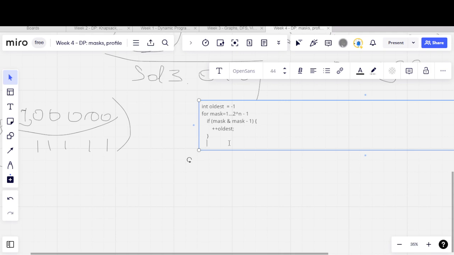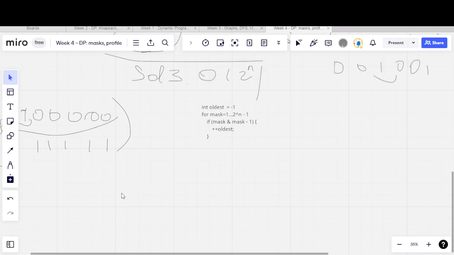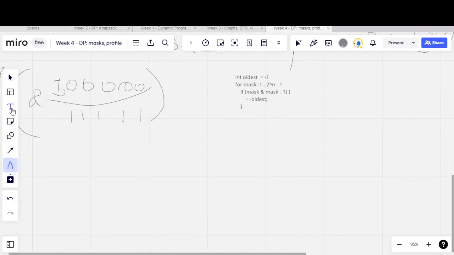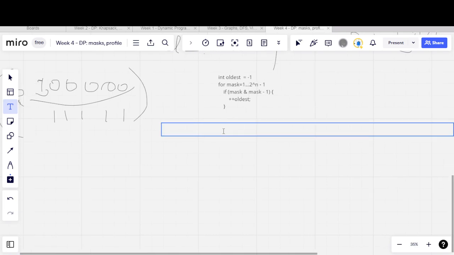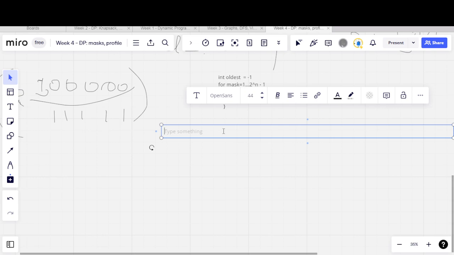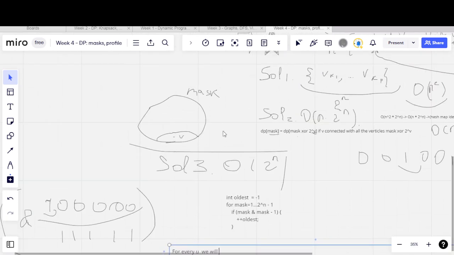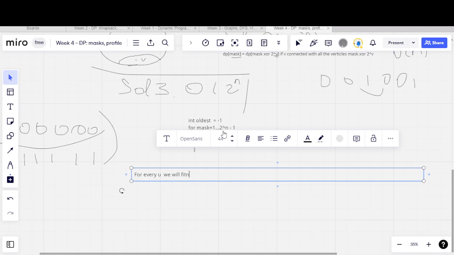And okay, we know the oldest bit. Now, and further, for every bit, for every vertical, we will find its neighbors. We'll find the mask of its neighbors.